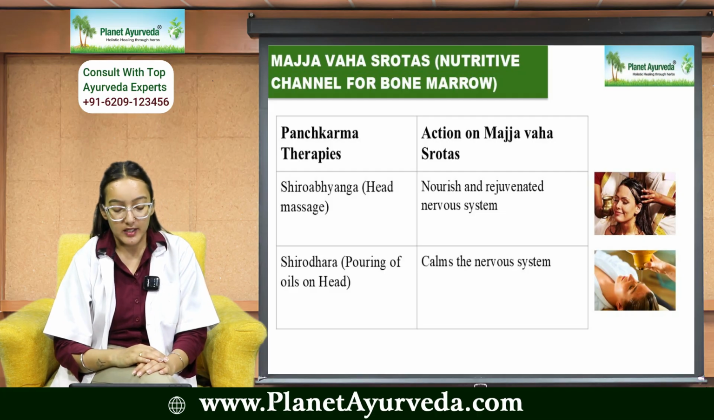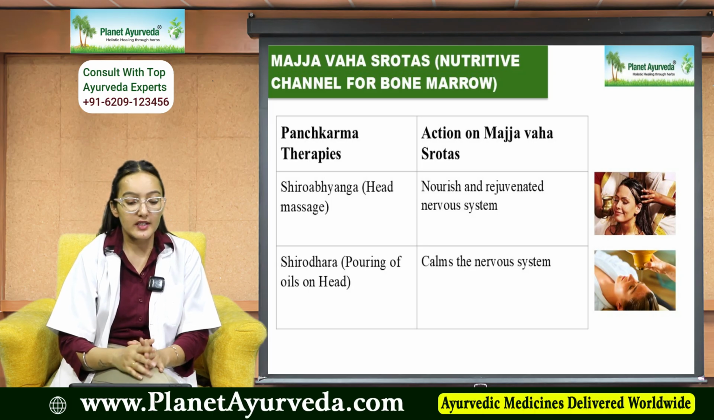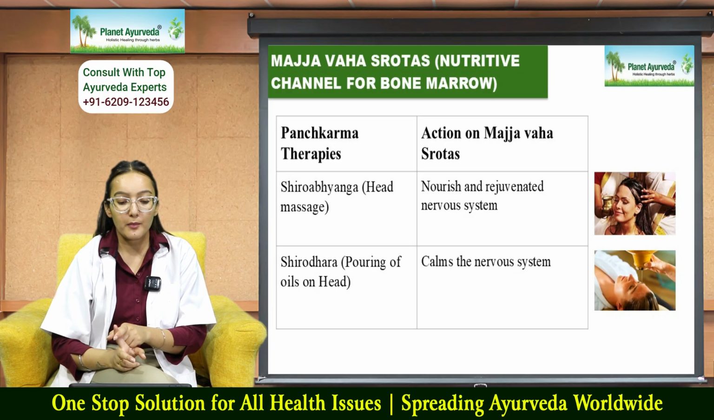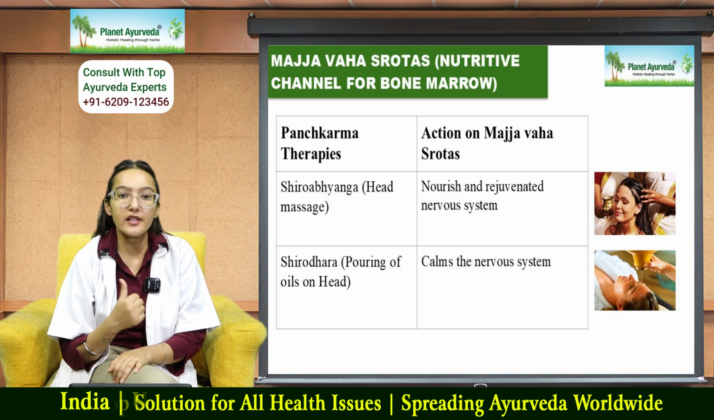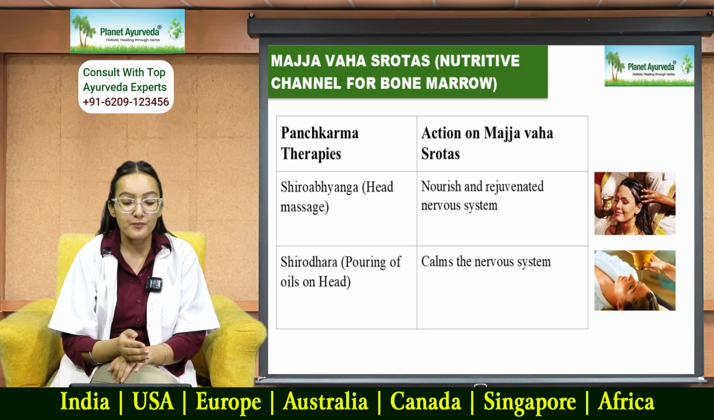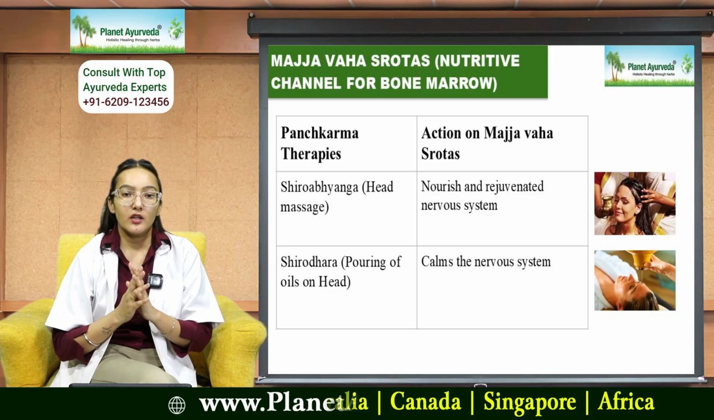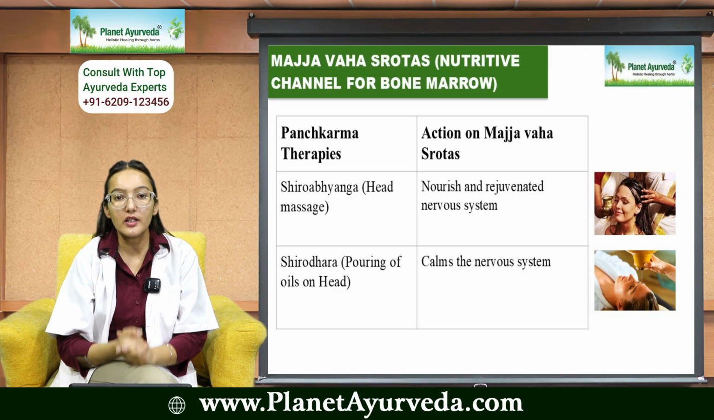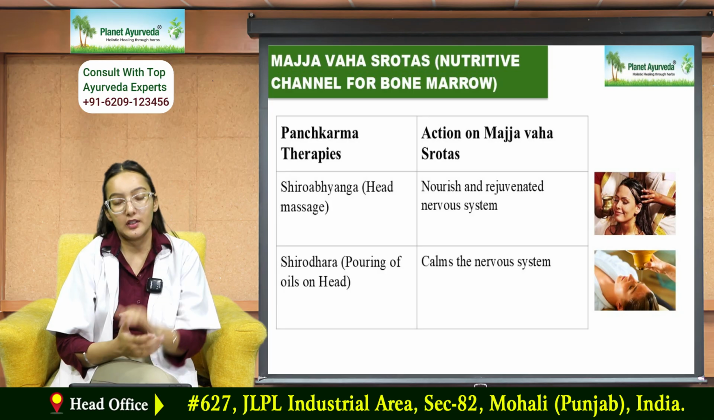Then comes the Panchakarma therapies. Basically, the therapies that will calm the nervous system we need to do. So that's why here it is written about Shirobhyanga, that is head massage, to nourish and rejuvenate the nervous system, and Shirodhara, pouring of oil over the head. This is a very excellent and very easy procedure for the patient that helps to calm the nervous system. It is also very effective for conditions directly related to diseases of the upper clavicular region, meaning the diseases that occur above the clavicle bone.